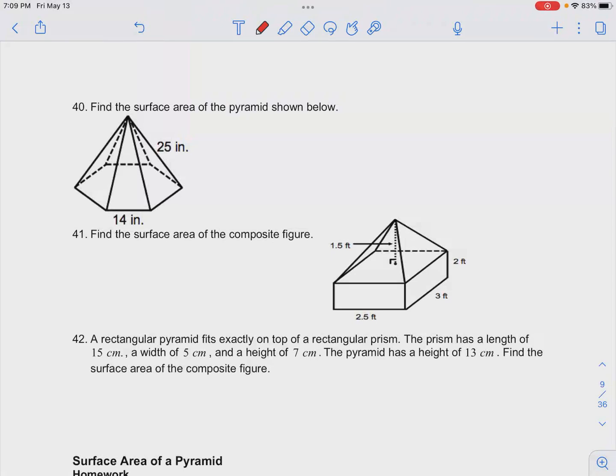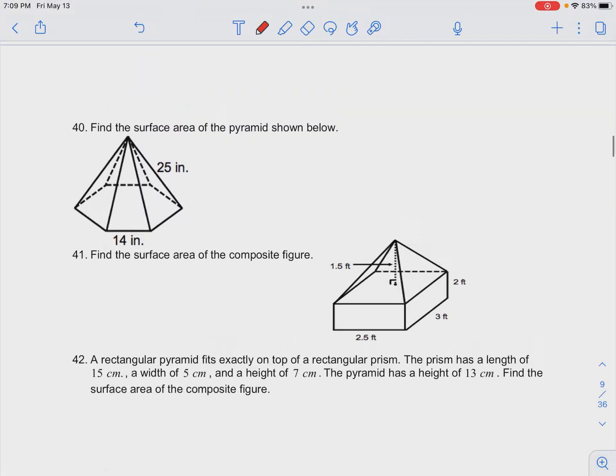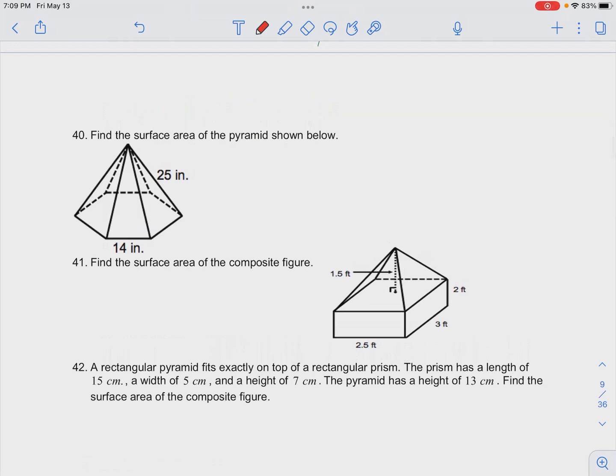In number 41, your calculus for surface area of a pyramid, we're going to find the surface area of the composite figure. So in order to do that, we're going to find the area that's given by the four triangles around the top pyramid. So we'll call this the pyramid area. Now we have to look at the base.